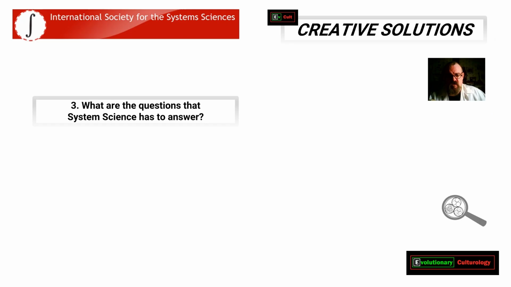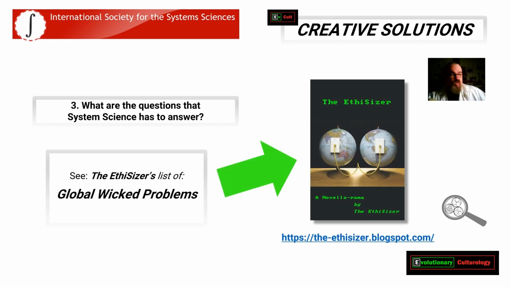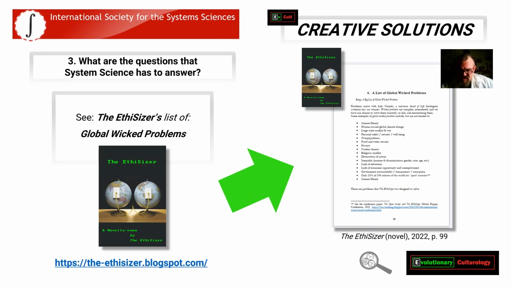Next. What are the questions system science has to answer? One way is to look at the EthiSizer's list of global wicked problems in the EthiSizer novel here. That has a big list of global wicked problems, which system science is pretty much the way to address them. So there's a bit of a snapshot of a page of the EthiSizer's list of global wicked problems. Let's zoom in a bit closer.